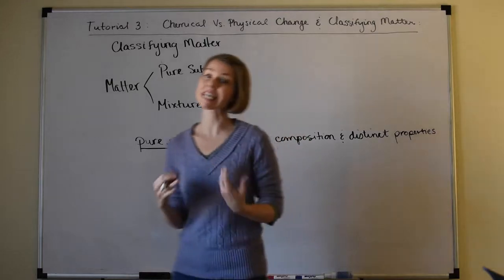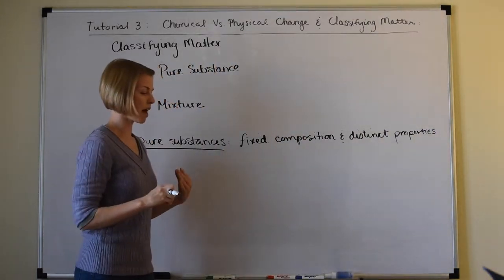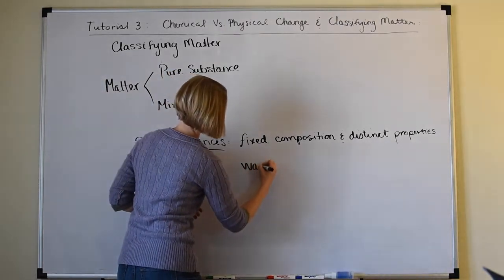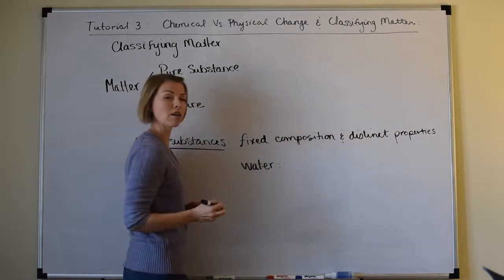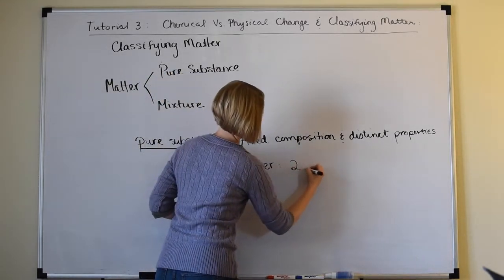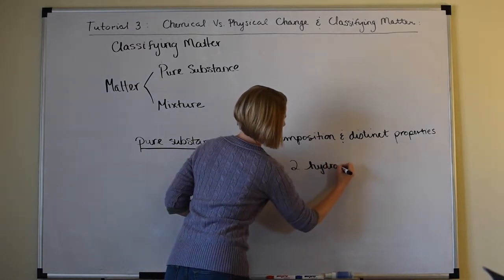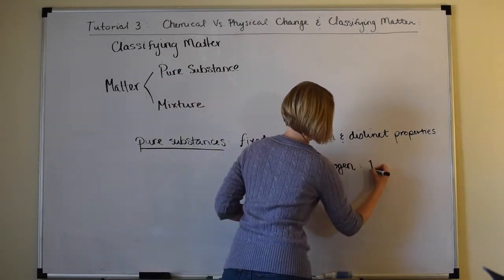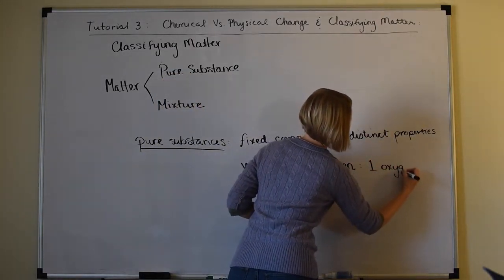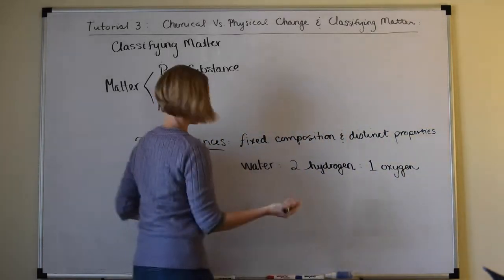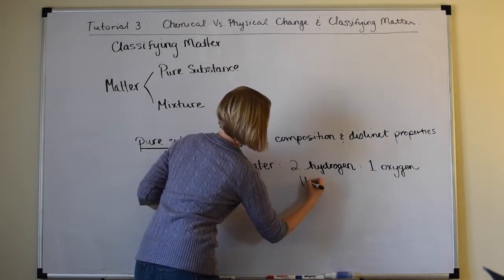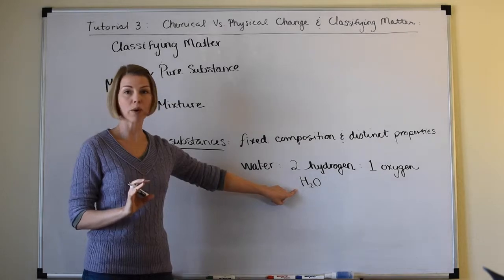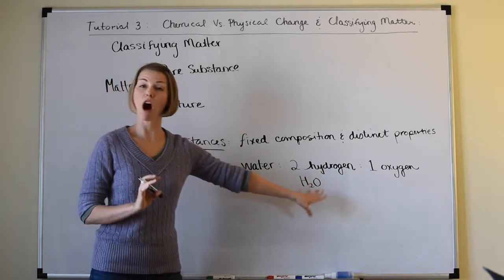And what we mean by a fixed composition is that, let's take an example like water. Okay, for example, water is made up of 2 hydrogen for every 1 oxygen. And that's why when we write the formula for water, you've probably seen before, that it's written as H2O. Well, that's the fixed composition for water. Always a 2-to-1 ratio of hydrogen to oxygen.